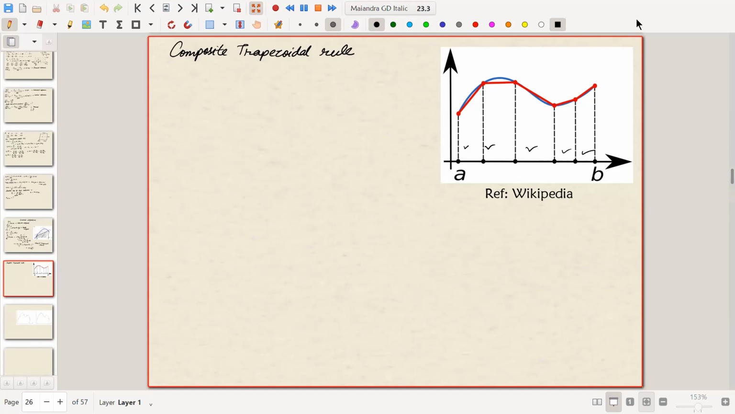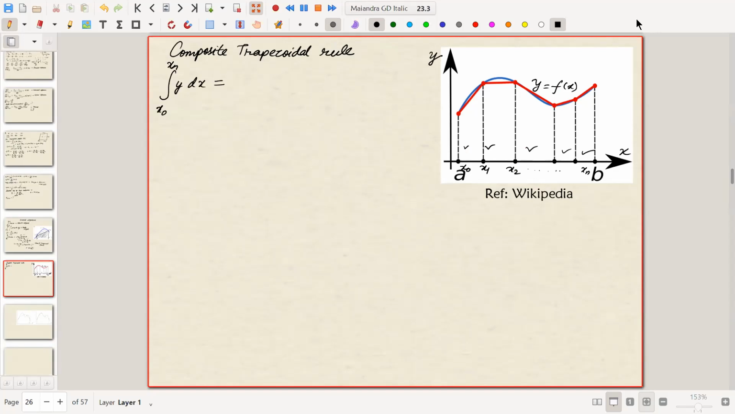Maybe I can say this is x0, this is x1, this is x2, and so on, and this is xn equal to b. Say this is y equals f of x, this is y and this is x. Say you are trying to integrate from x0 to xn, that is from a to b, y dx or f(x) dx.